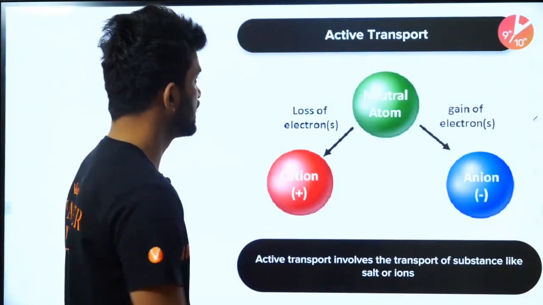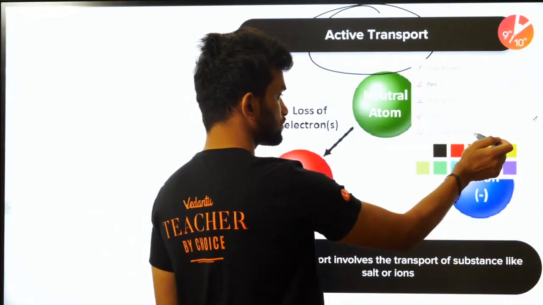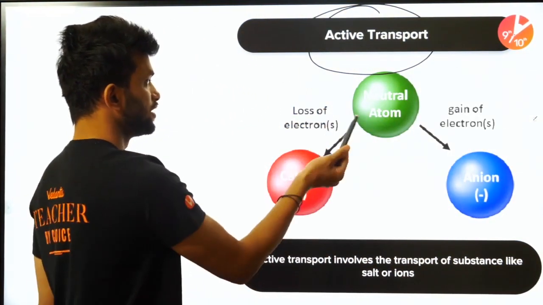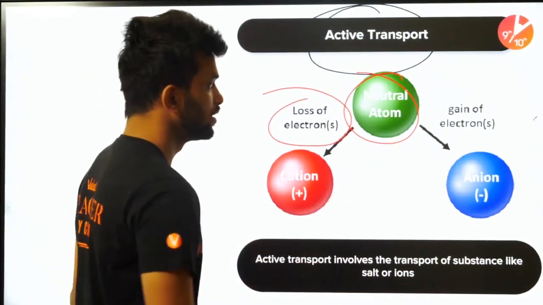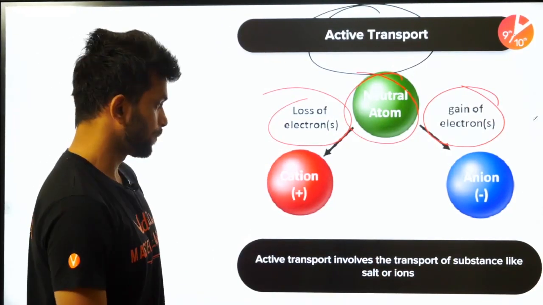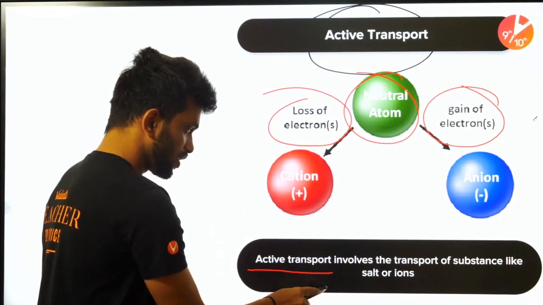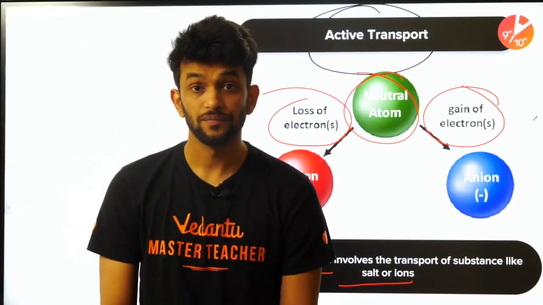So moving forward, let us talk about active transport. As I had told you guys, a neutral atom becomes an ion, a cation, when it loses an electron; it becomes positive. So what happens? Active transport is the movement of salts and ions.